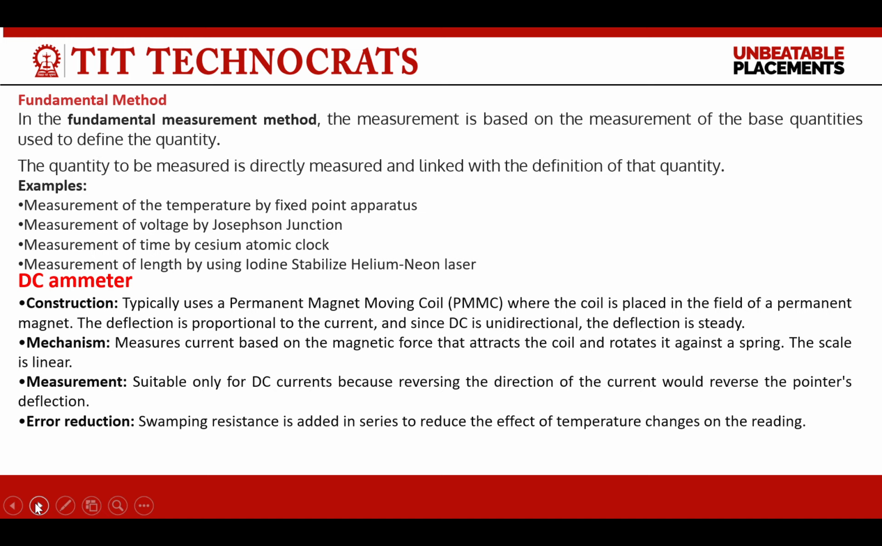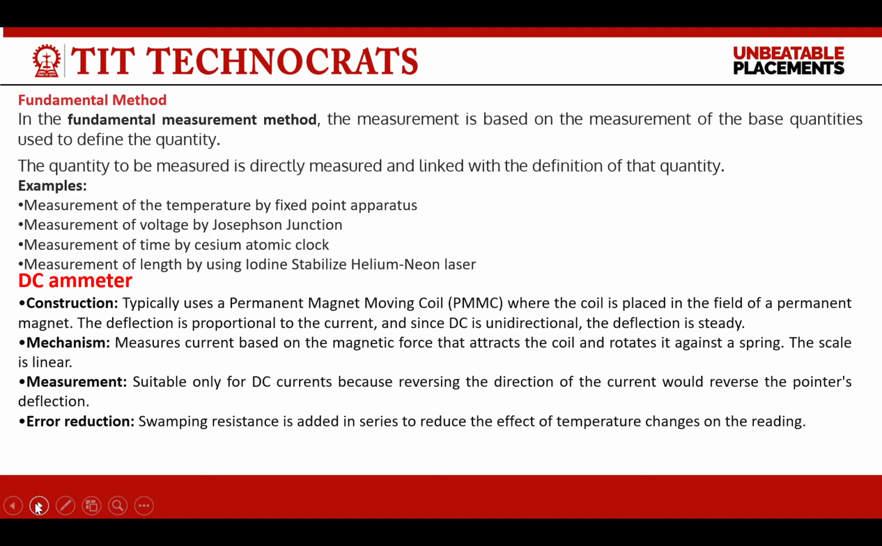DC meter construction typically uses a permanent magnet moving coil, that is PMMC, where the coil is placed in the field of a permanent magnet. The deflection is proportional to the current, and since DC is unidirectional, the deflection we get is steady. The mechanism measures current based on the magnetic force that attracts the coil and rotates it against the spring. The scale we get is linear.